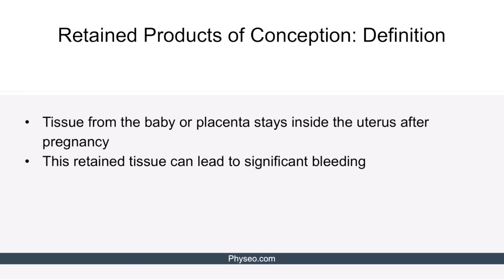Retained products of conception refers to tissue from the baby or the placenta that stays inside of the uterus after pregnancy. This retained tissue can lead to significant bleeding, presumably because it impairs the uterus from adequately contracting.